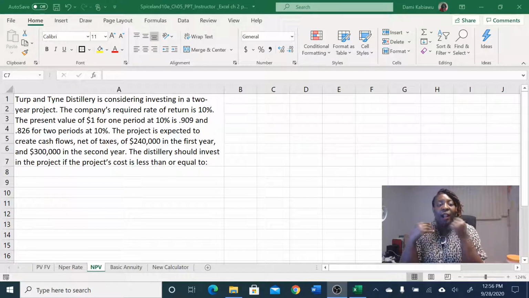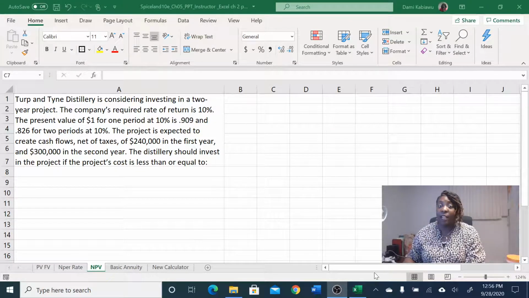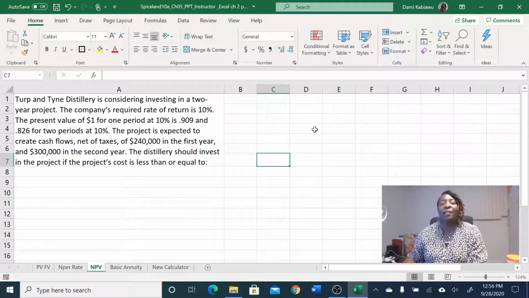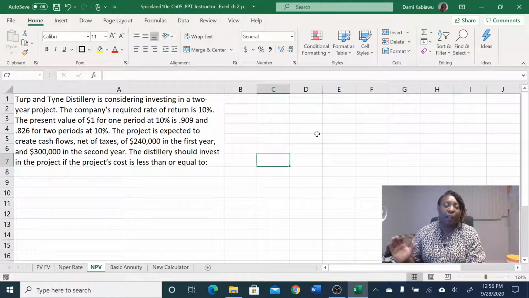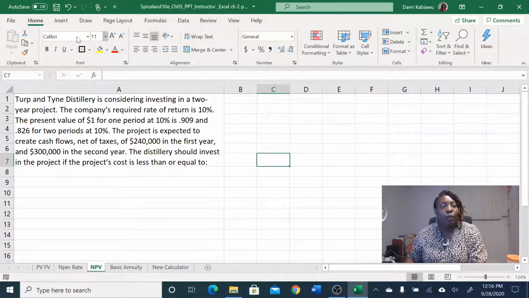Next, we are again looking at how to deal with uneven cash flows in Excel. The textbook that we're using again is the Spiceland textbook. There is no immediate formula for doing this, but I'll show you different methods and then talk about the very best one from my point of view. Here is the question we're going to be tackling.